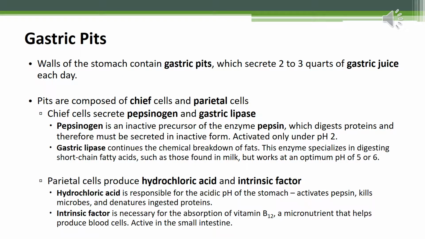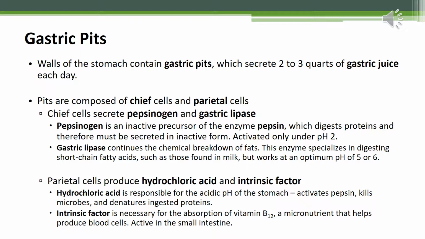Gastric pits are structures within the walls of the stomach which are responsible for secreting 2 to 3 quarts of gastric juice each day. And for those of you not familiar with the American measuring system, this would be 2 big gulps of gastric juice each day. These pits are composed of 2 different kinds of cells, chief cells and parietal cells.